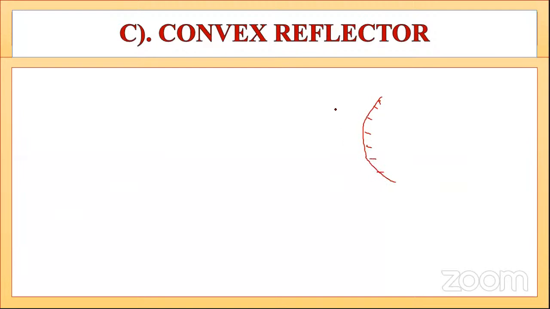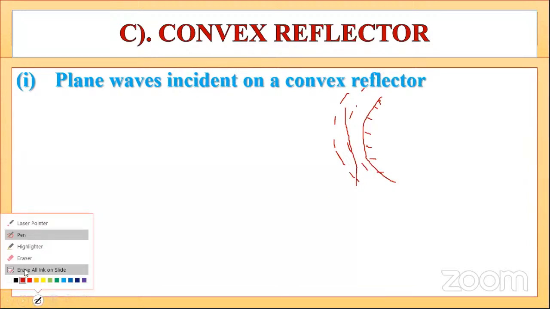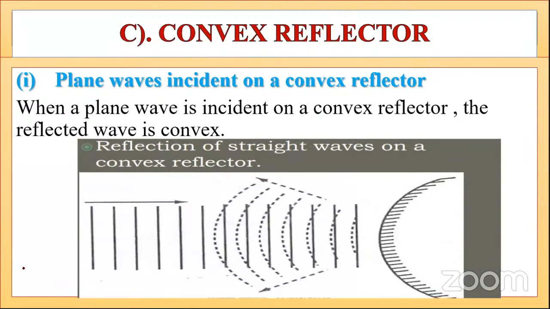So when you incident a straight wave on a convex reflector, it will be forced to take the shape of the reflector, as we are to see. So we expect also something like this. We are saying when a plane wave is incident on a convex reflector, a convex wave is produced.